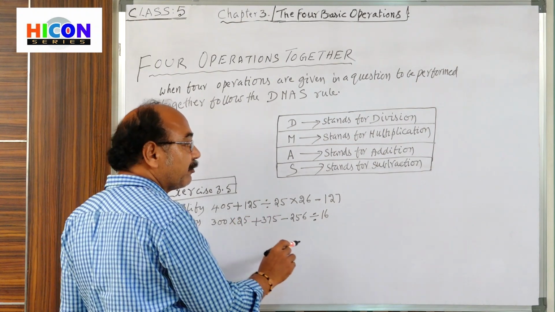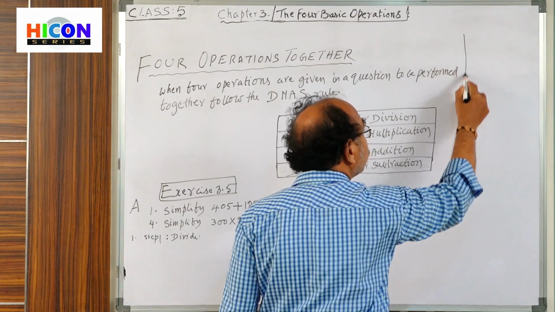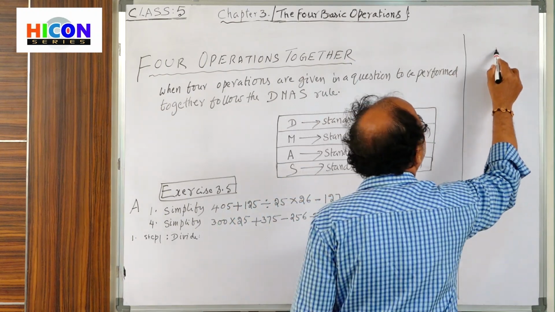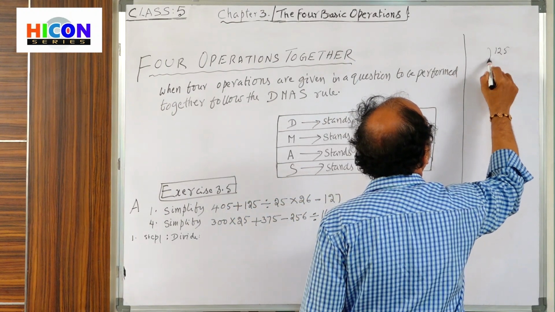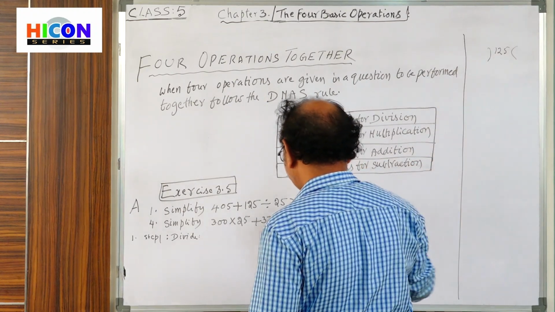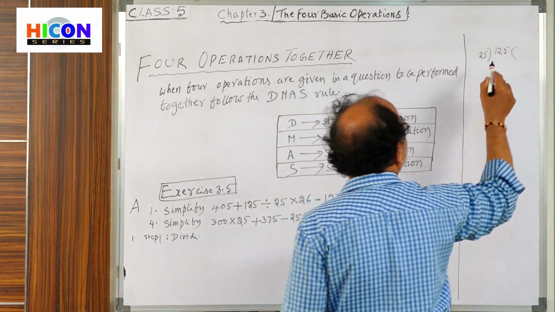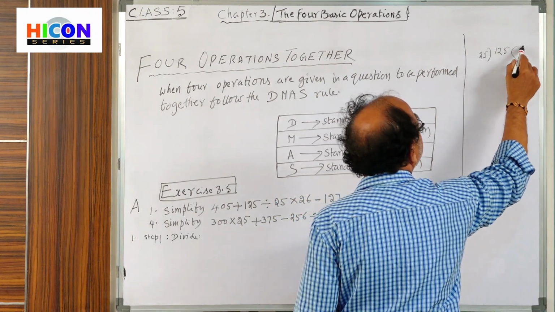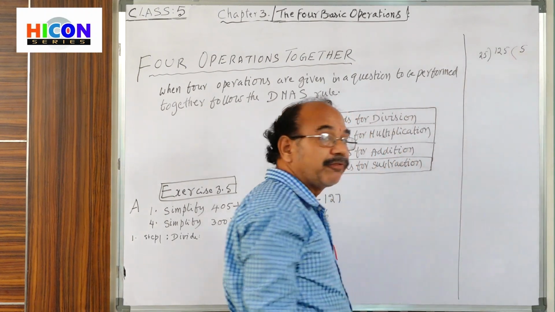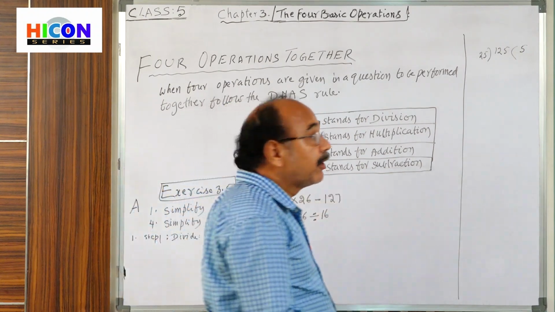125 divided by 25. In the margin, you will do one thing. You divide 125 with 25. Okay, 125 divided by 25. How many times here? 5 times. 25 5s are 125.